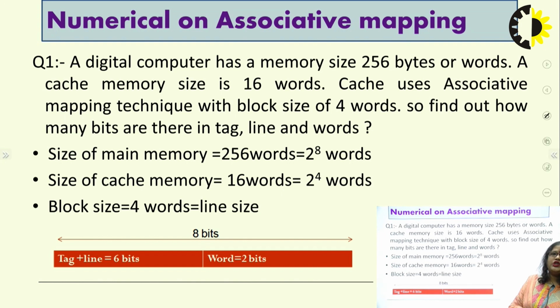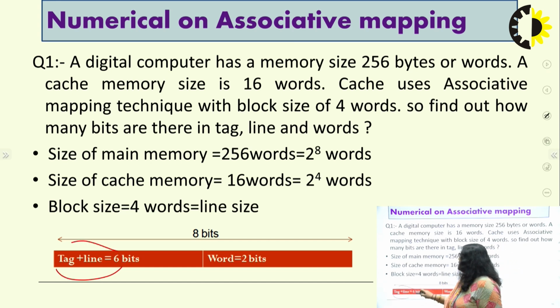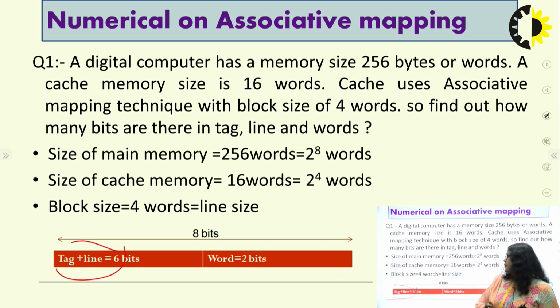Now we take a question for the associative mapping. We want to see the difference between the associative mapping and the direct mapping. In this mapping, because the location is not fixed, the address is now not divided into 3 parts, that is tag, line and word. In this particular mapping technique, tag and line are in the same place, because we have no concept of the line offset. So we combine the tag and line into a single space.